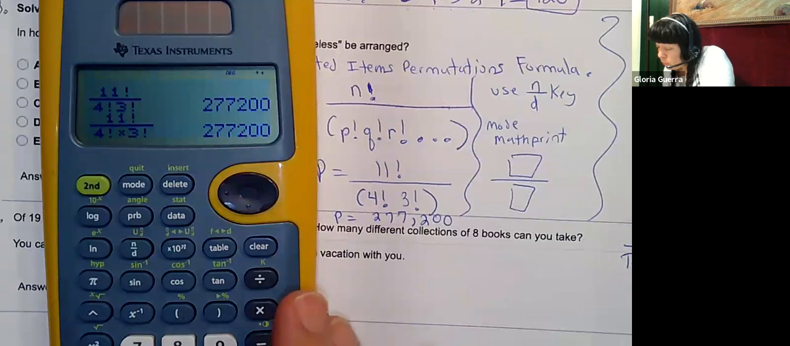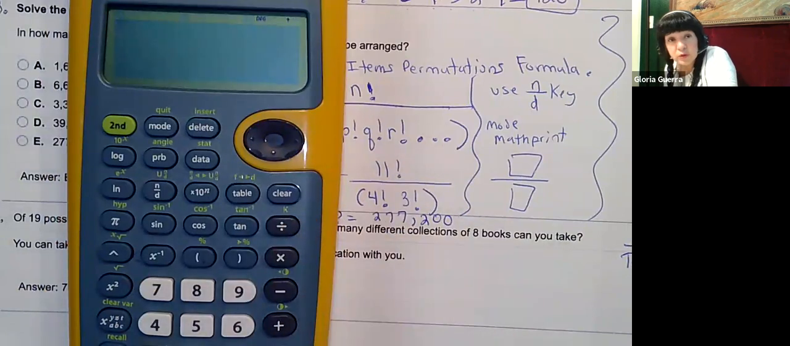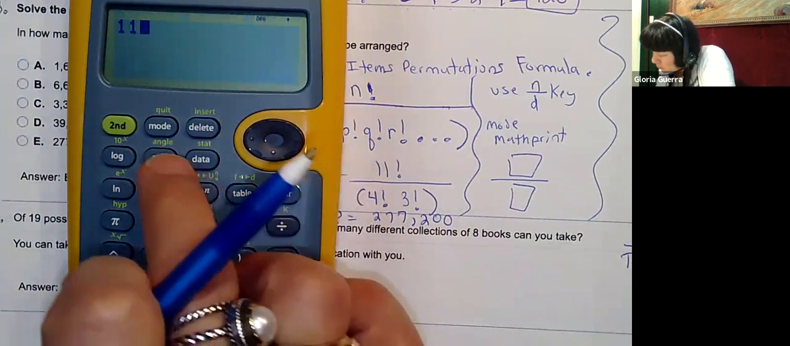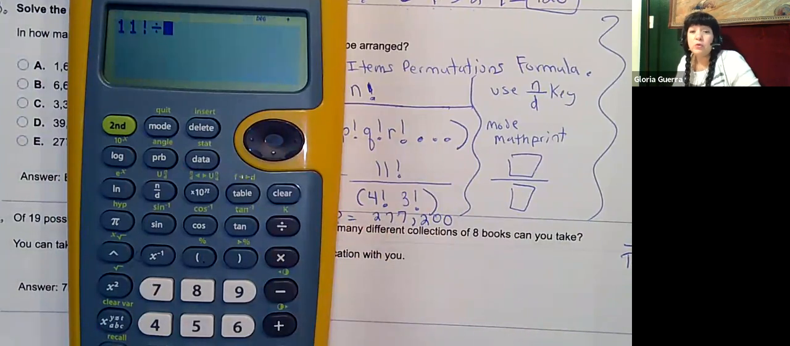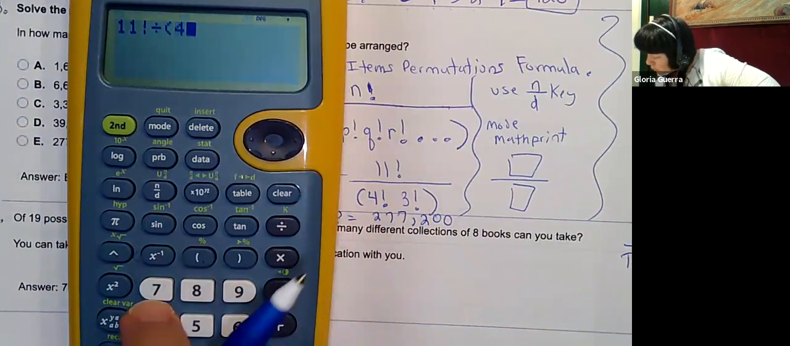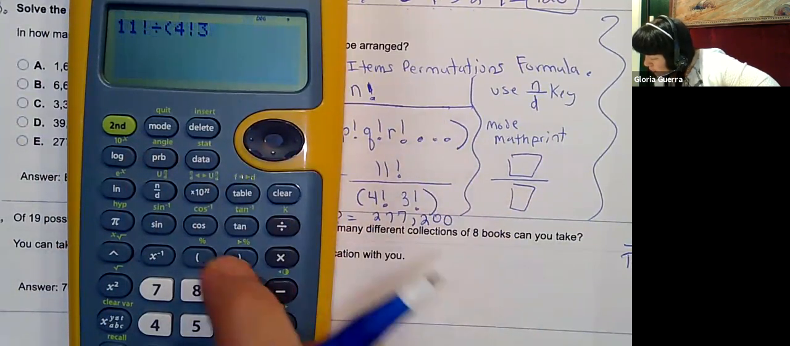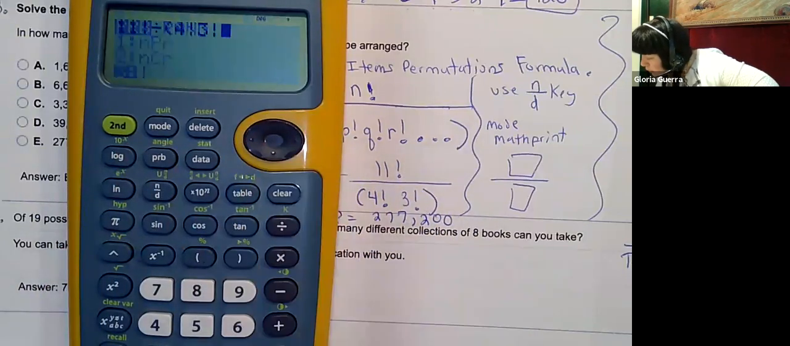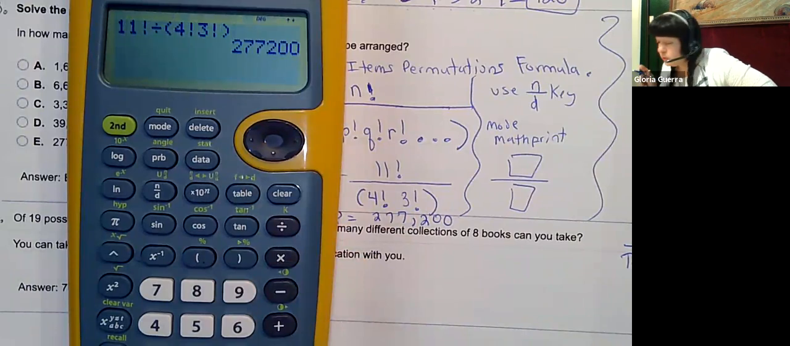So if you don't use that N over D key and you're just doing it horizontally straight across, you have 11 probability factorial divided by, and here you do need the parentheses, 4 probability factorial, and then 3 probability factorial, and then close the parentheses, and you do get the same answer. If you don't put the parentheses, you won't get the same answer. Let me show you that.